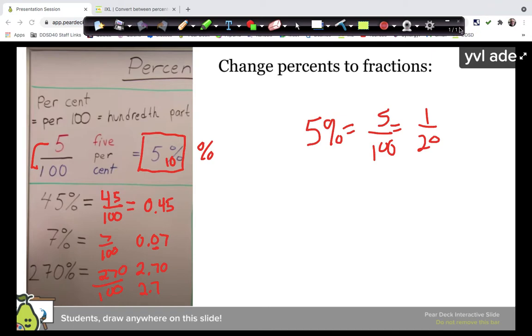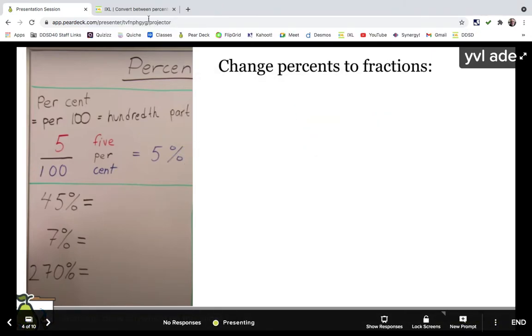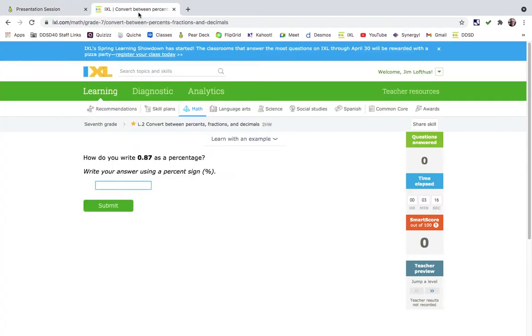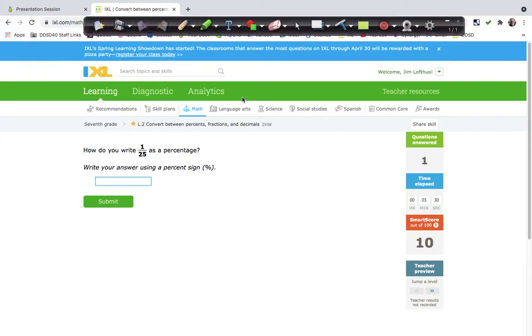Speaking of IXL, let's get out of here and go to IXL. That's another thing that we did. And we just worked on L2. So writing 87 hundredths as a percent is just 87%. So we use that percent symbol. And if I need to, I can write on top of this.